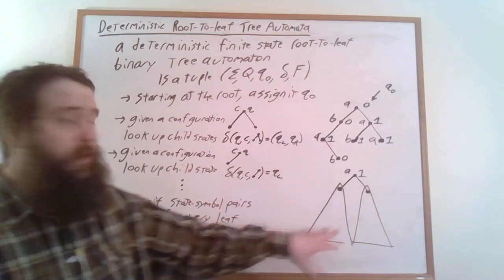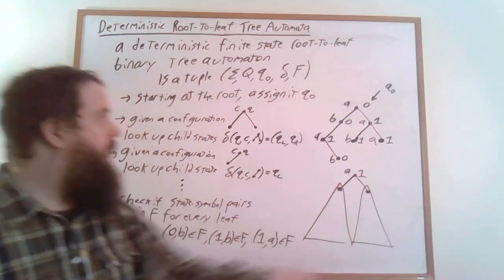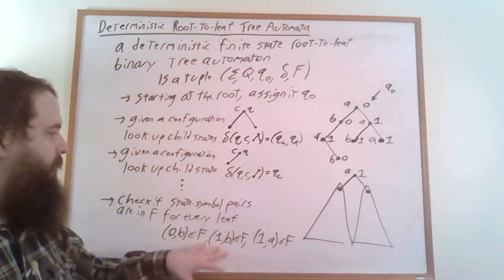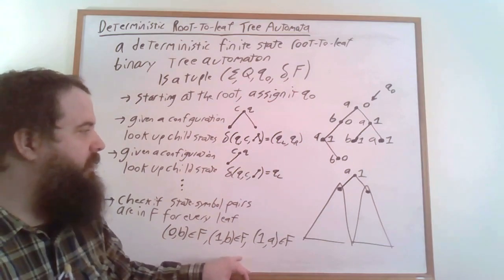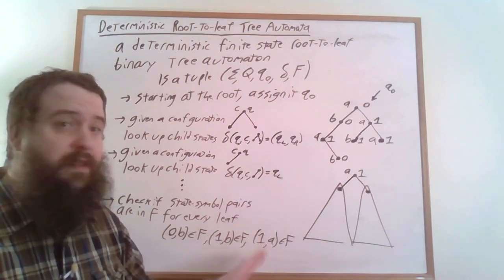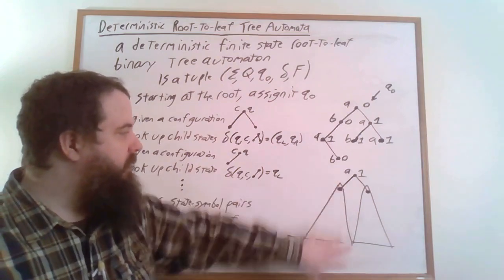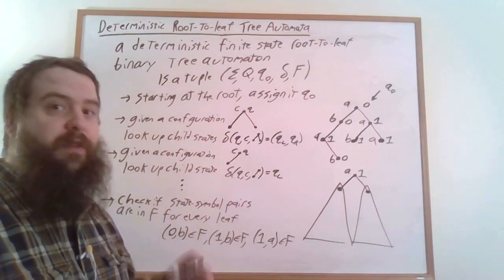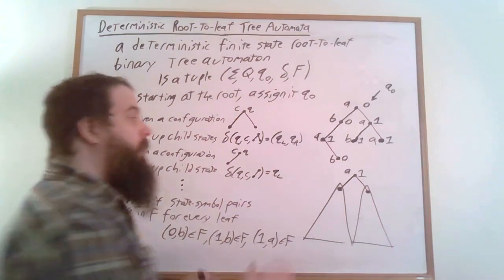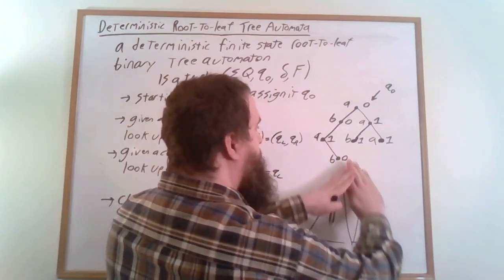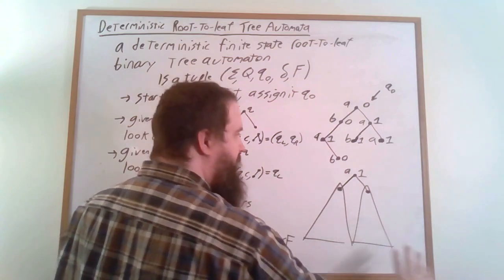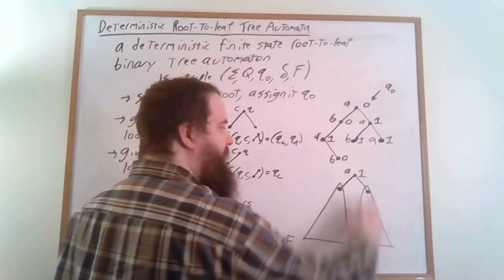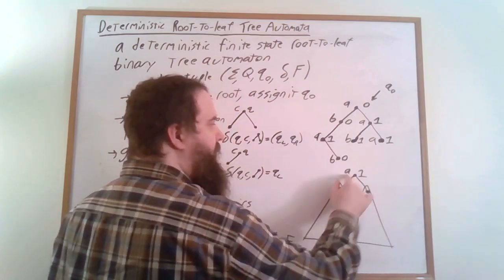And ultimately, these two subtrees don't talk to each other at the end. Remember that we're just checking to make sure that all of the leaves with their state symbol pairs are in the F. So there's no talking between the leaves. There's no time where this tree here talks to this tree here. This is very different from the deterministic leaf-to-root tree automata, where we were constantly having information merged together, kind of all flowing towards the root.